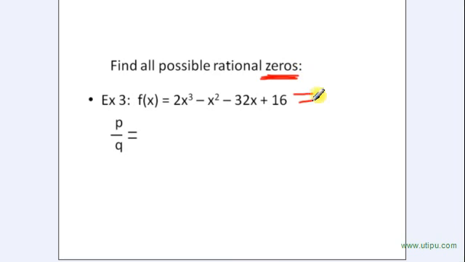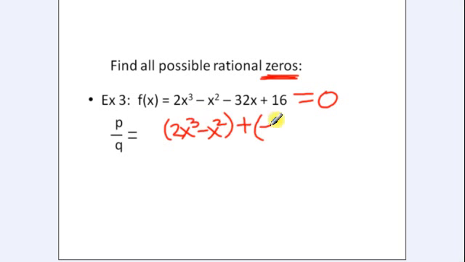So, if we set this equal to 0, and since I have 4 terms, let's factor it by grouping. Group the first 2 terms together, plus sign. Group the second 2 terms together. Make sure you get that negative in with the 32. And then I'm going to look at each group.